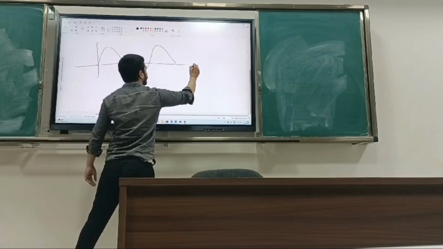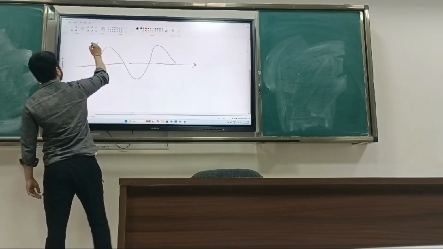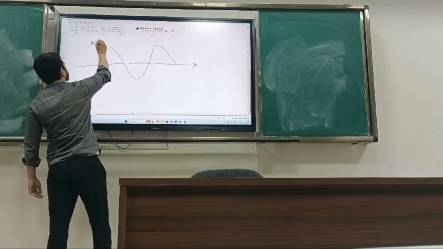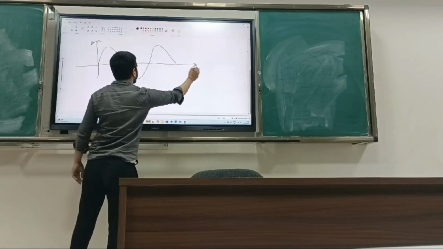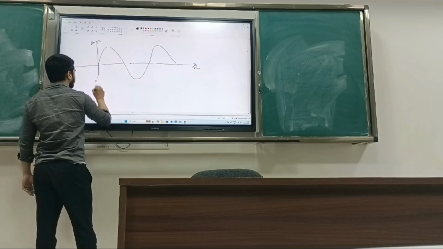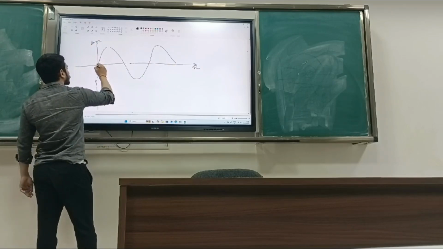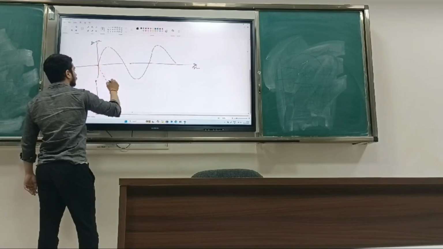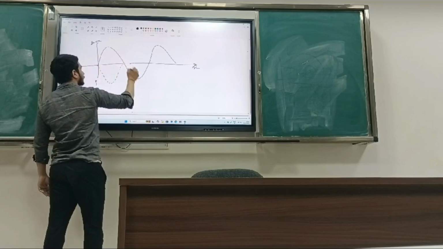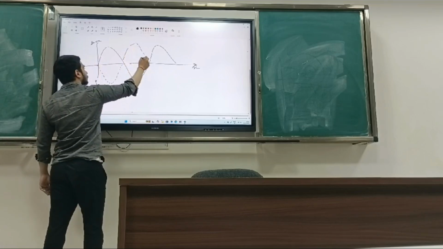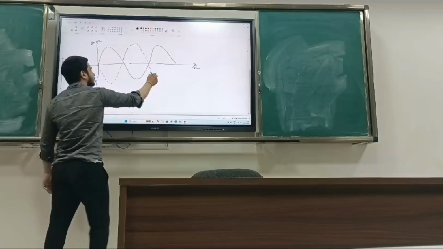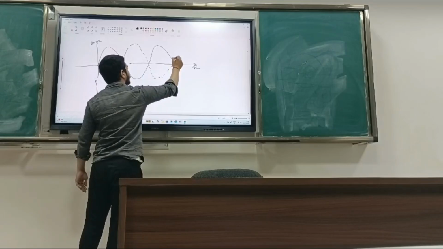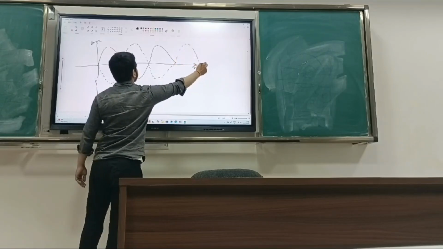So this is the graph of sin x versus x. So if we draw the graph of minus sin x, it will be like this. All the positive values will become negative and all the negative values will become positive.